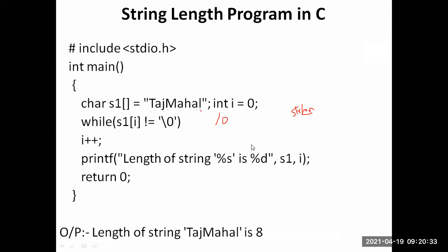So for giving input to a string, if you are using the scanf function, you just write the syntax in this way, scanf. The access specifier for string is %s. What is the name here? The s of s1, for which you want to give your own input.